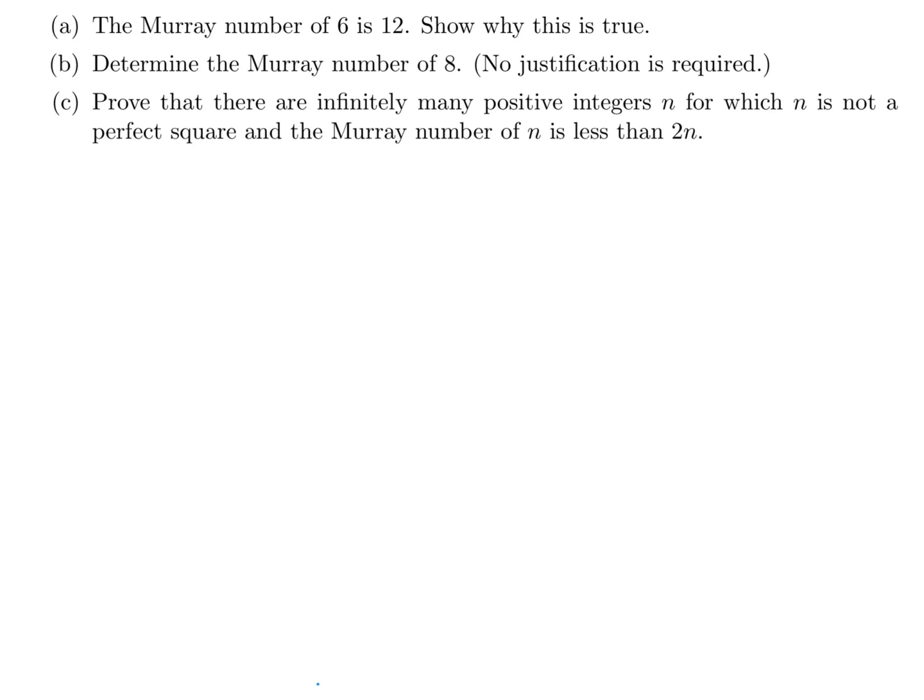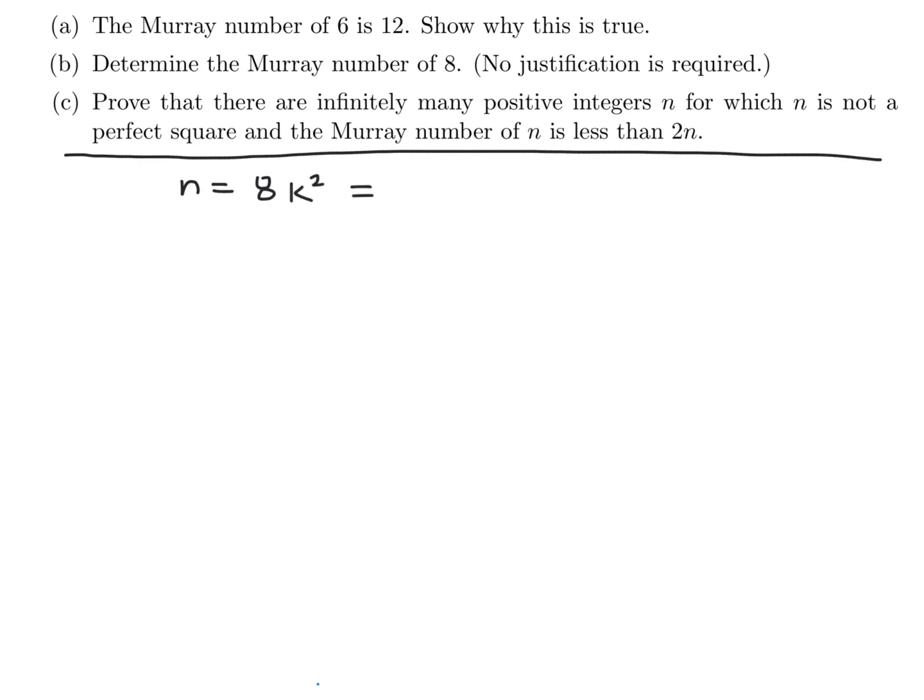Prove that there are infinitely many positive integers n for which n is not a perfect square, and the Murray number of n is less than 2n. Well, we are going to start off with n equals 8k squared. And that is really just 2 times 2k all squared.